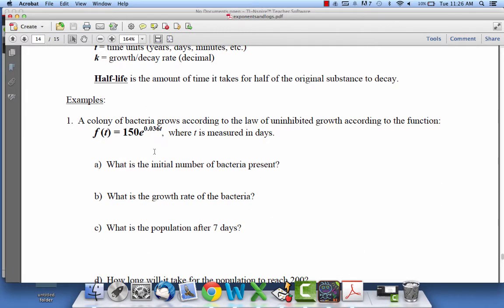So a colony of bacteria is growing according to the law of uninhibited growth, which means that we're not considering the fact that eventually they're going to run out of food and space. So we're just pretending they can grow exponentially forever. And t is measured in days.